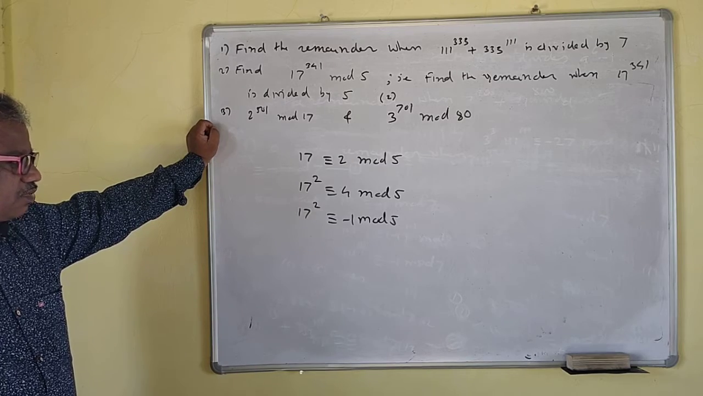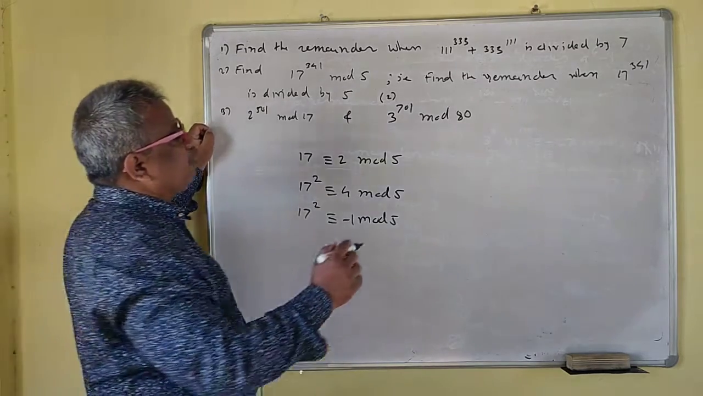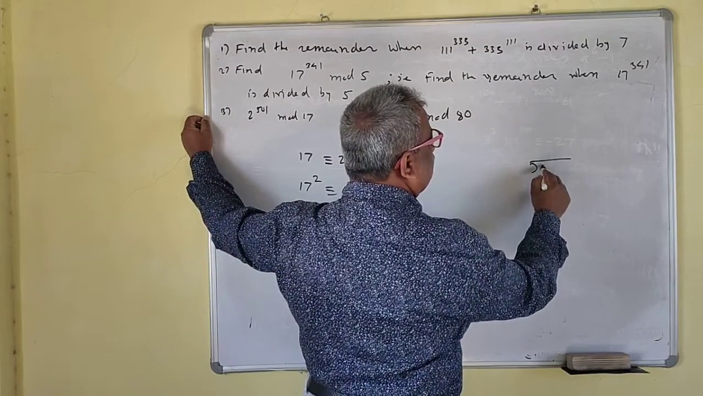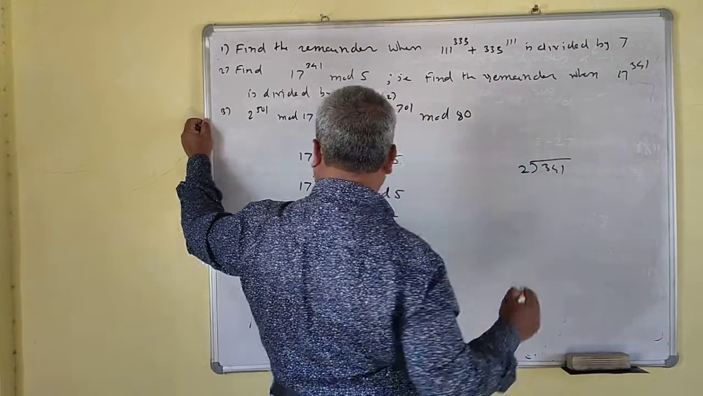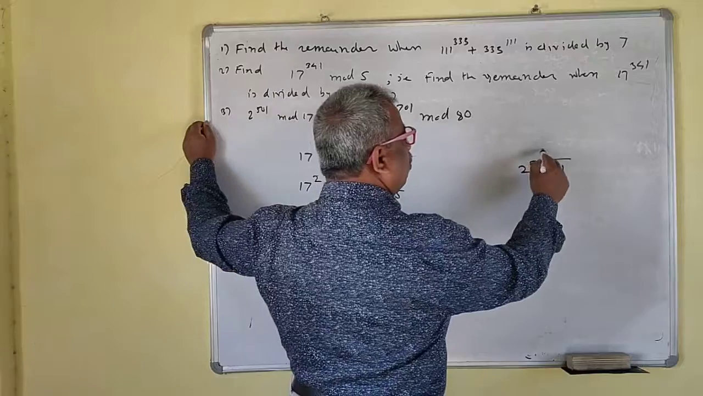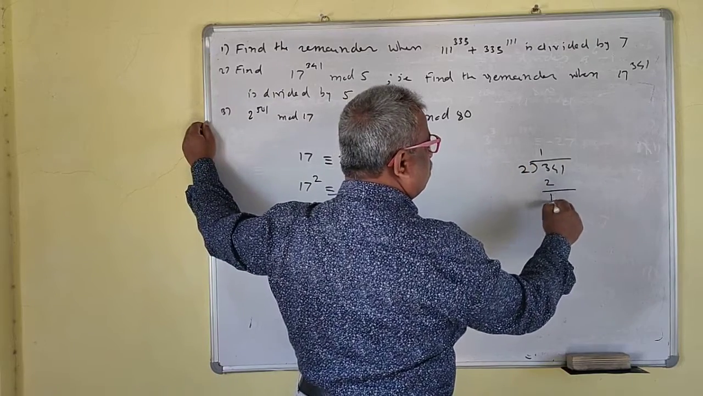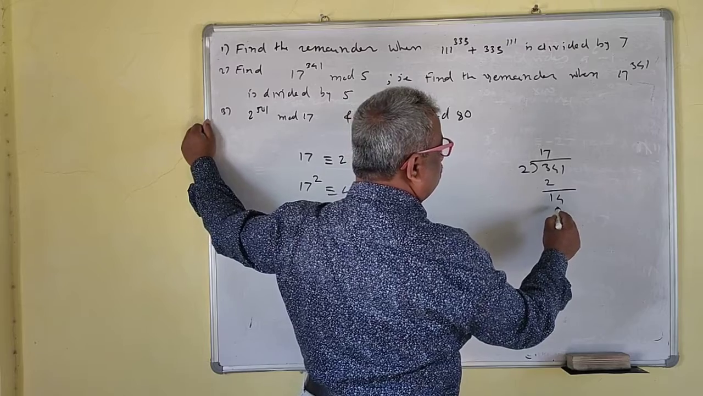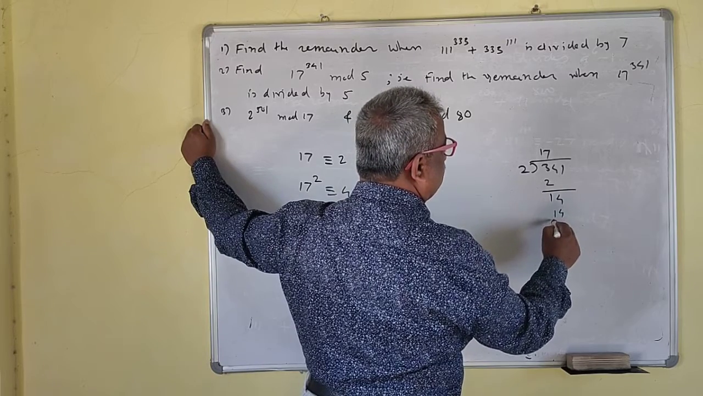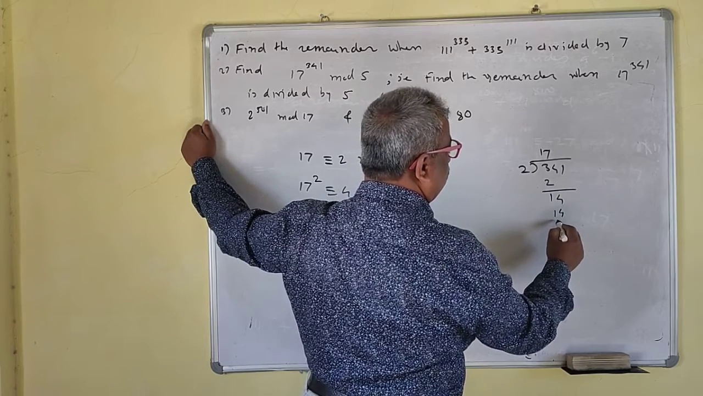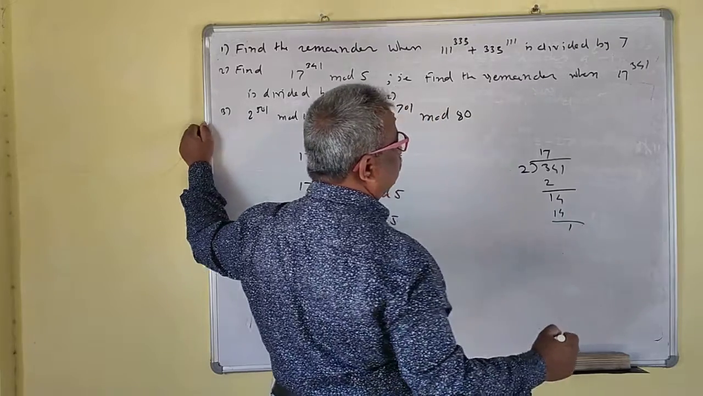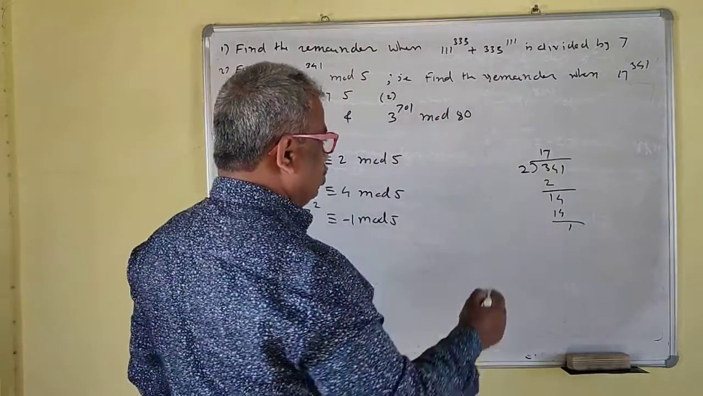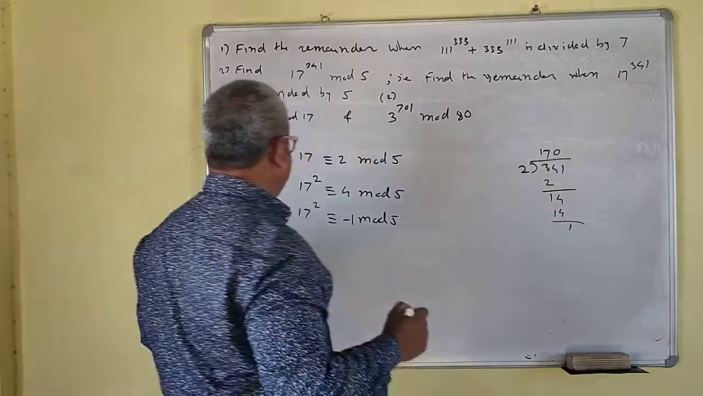So this is 17 squared. Now what will I do? I will divide this 341 by 2. Then the quotient is 170 and the remainder is 1.